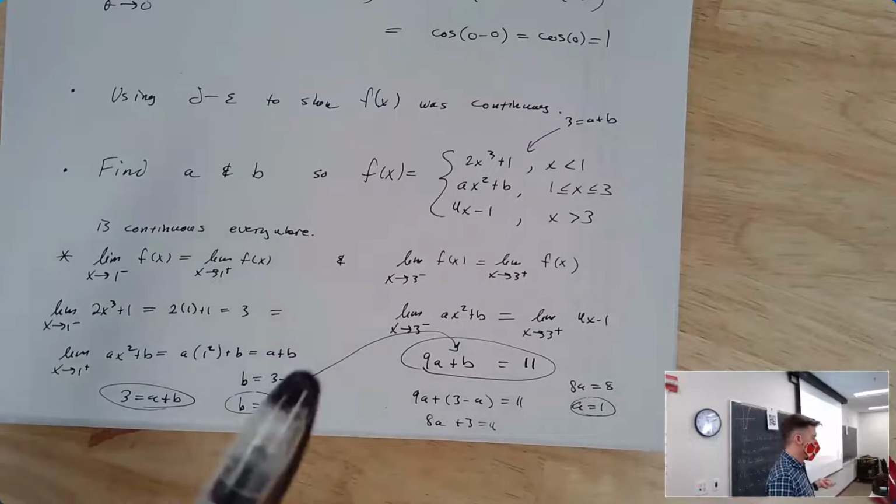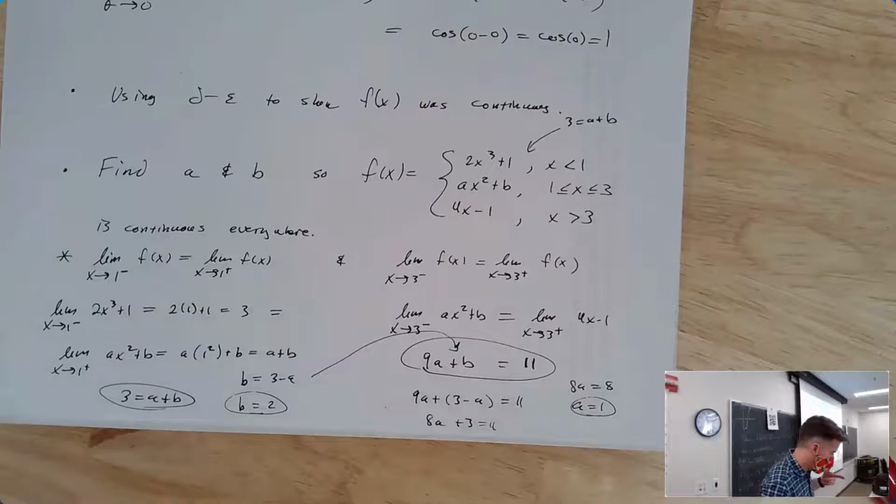But yeah, the whole point here is that we are using the fact that for these places where you switch from one piece to the next piece, the limit from the left and the limit from the right have to equal each other. And so we're setting those limits equal to each other and then solving for the values of a and b that make it true.